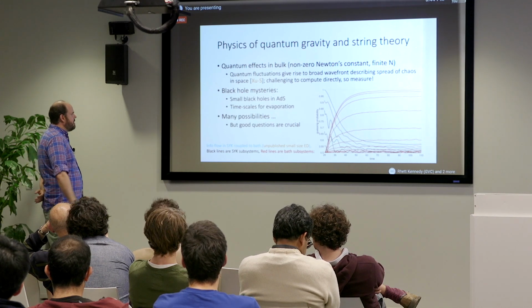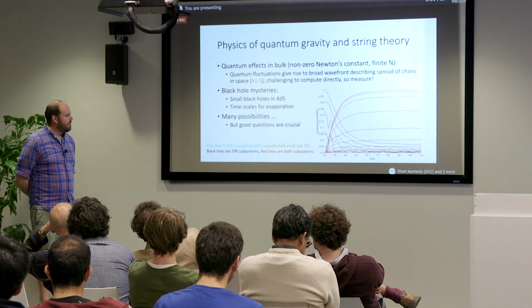There are lots of other mysteries associated with black holes. For example, just understanding what are called small black holes in AdS, I think, is still a very interesting and confusing subject. Another very important question is what are the time scales for evaporation? That's what this figure here is showing. This is a small, unpublished, small-size exact diagonalization calculation where you take SYK with some small number of fermions and you couple it to a bath, also with some small number of fermions.